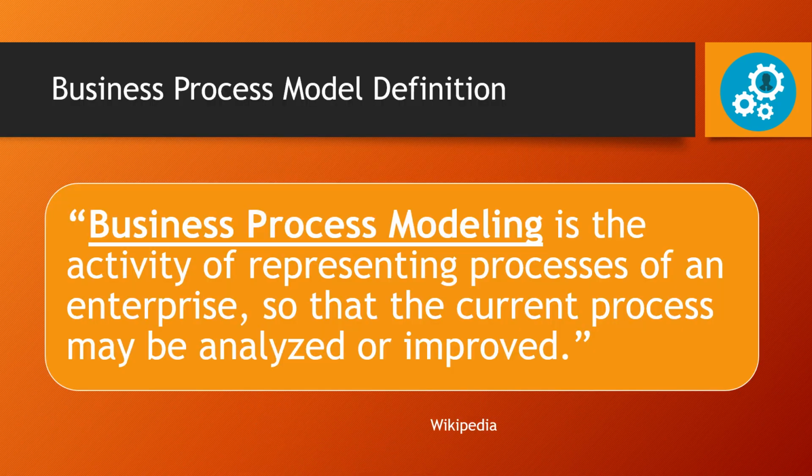So as I said, business process modeling is one of the three things that tie into the capabilities, that being the process, the people, and the information. For here, the business process model is the activity of representing processes of an enterprise so that the current process may be analyzed or improved.